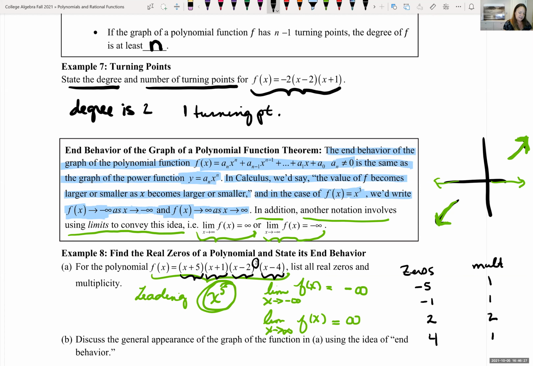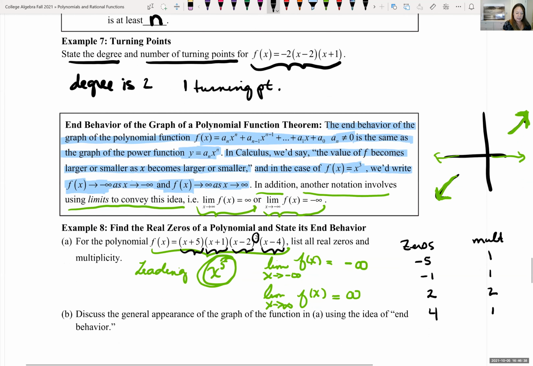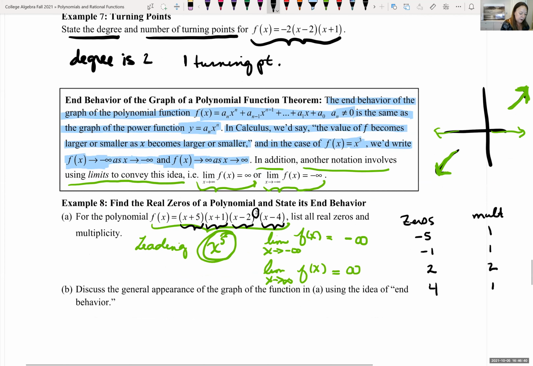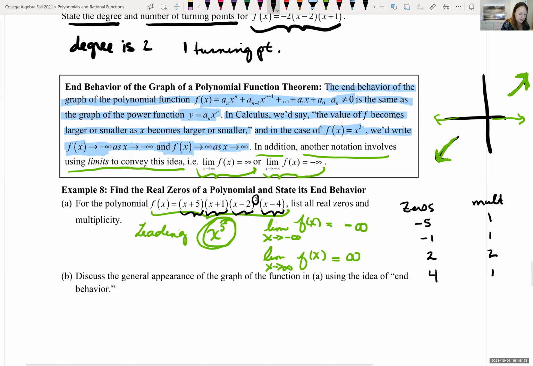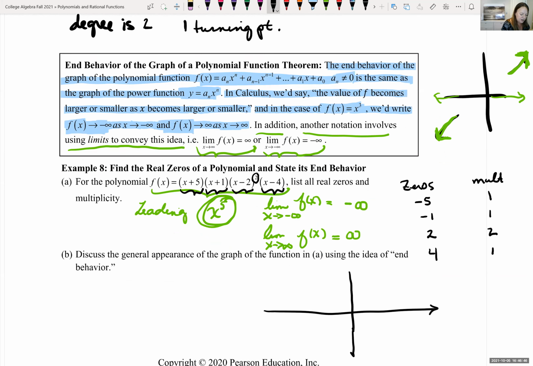Okay, so we found the zeros and we talked about what was happening with the end behavior. So we can figure out what the graph is going to look like, the general shape, because of where our zeros are. So let's first plot those zeros on the number line, not on our number line, on the x-axis. We have one at negative 5, one at negative 1, one at positive 2, and at 4.